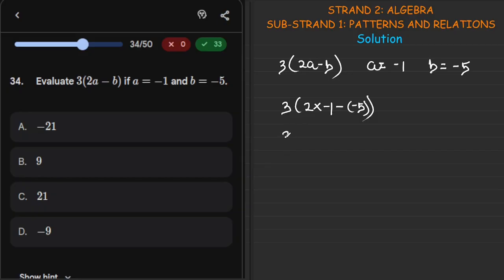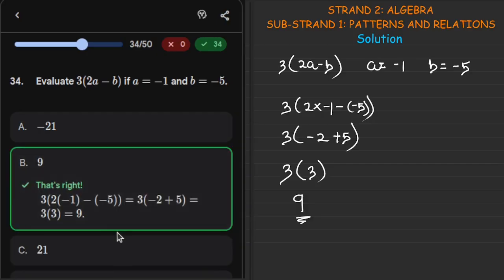With that, we have our 3. Then simplifying this, we have 2 times -1, which gives us a -2. The negative times negative also gives us a positive what? 5. So with that, we have our 3 into bracket -2 plus 5, which is a 3. So 3 times 3 gives us a 9, and that becomes B.